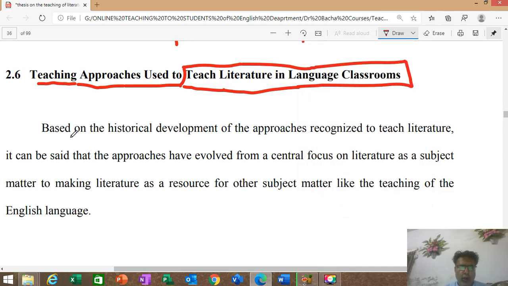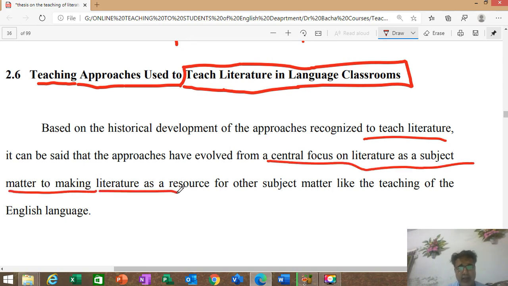If you look at the historical development of approaches recognized to teach literature, it can be said that the approaches have evolved from a central focus on literature as subject matter to making literature a resource for other subject matter, like teaching of the English language. Remember, before actually looking at approaches, you must understand that there have been many approaches, techniques and methodologies tried to teach language to students.